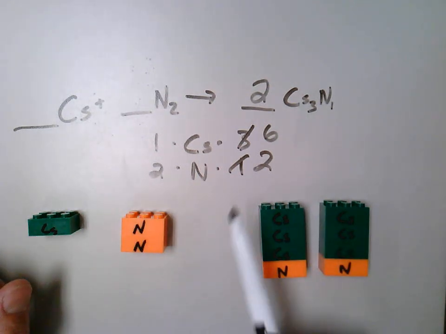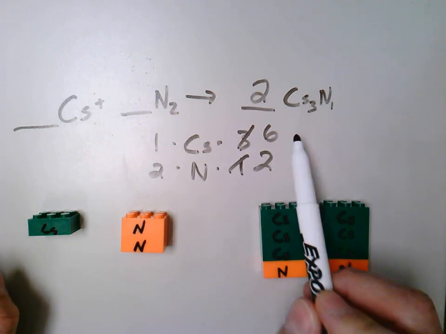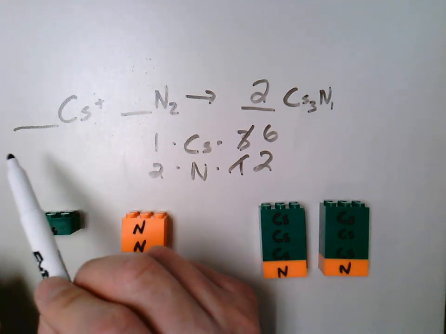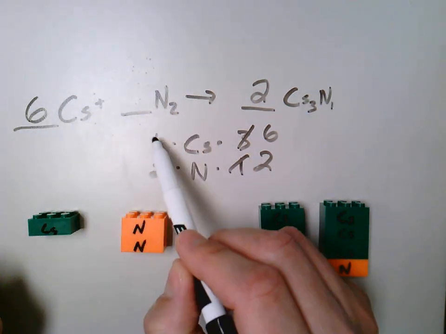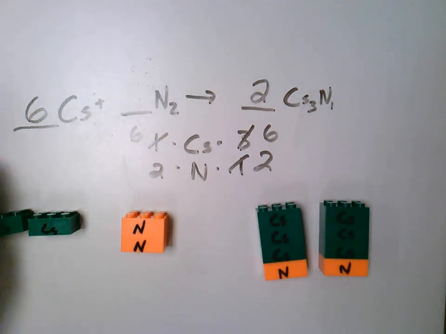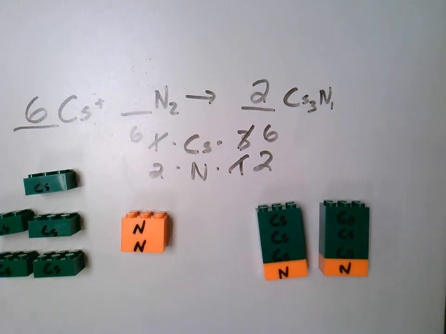Okay, well now we're good on the nitrogens, but now we have a Cs problem. We have too many on the right side and not enough on the left, but it's easy to fix because Cs is all by itself. So we're going to put a 6 right here. And that's going to look like bringing these in, and they're not connected. They're all individual, just like the Cs3N was. And now we start off with 6, we end up with 6. We start off with 2, we end up with 2. This formula is balanced, and hopefully the Legos helped you visualize that.